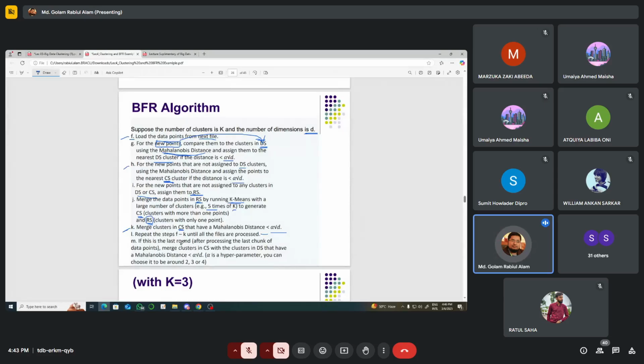But the last step is for the last round, that is, after processing the last chunk of data points. Merge clusters in CS with the clusters in DS that have the Mahalanobis distance less than alpha root of d. So in the final try, we merge the CS mini clusters with our larger DS clusters, based on the Mahalanobis distance. Finally, we will get k number of clusters.